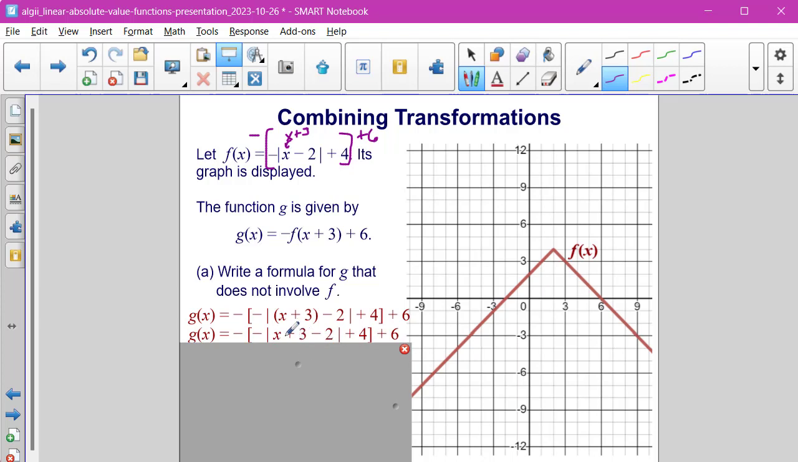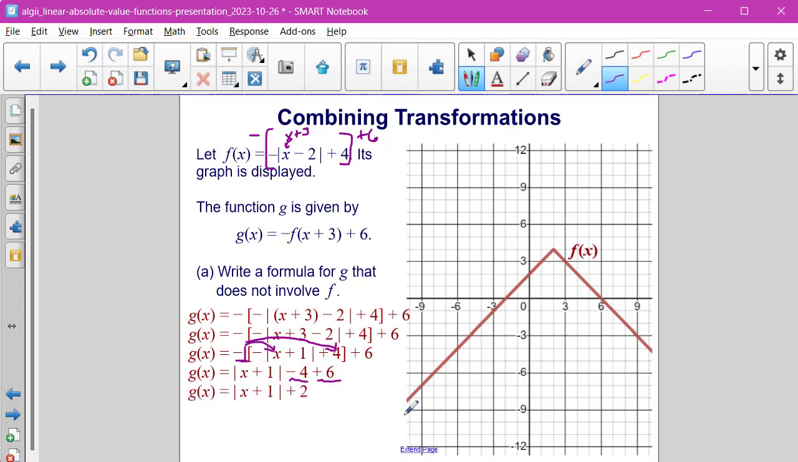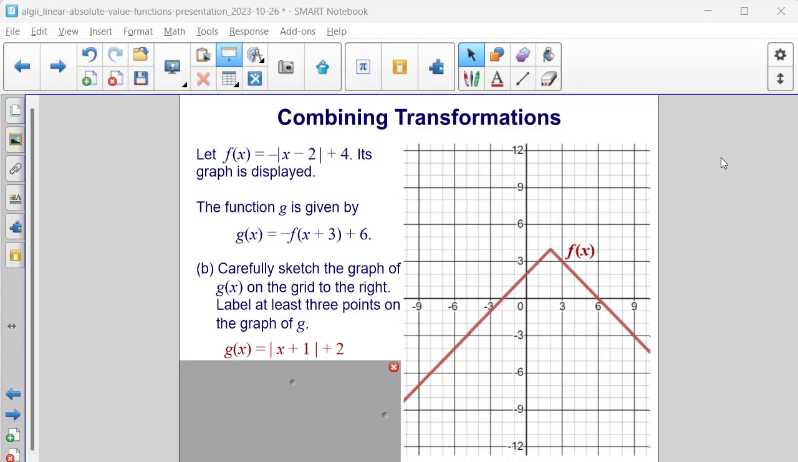And now we're actually going to do that. We have x plus 3 minus 2. That'll simplify to x plus 1. And the next thing we're going to do is take this negative 1 that's out in front here, and distribute it to 2 terms. There's only 2. It's this negative absolute value and then this plus 4. So it's going to then become positive absolute value of x plus 1 minus 4 and then plus 6, and now we can combine the negative 4 and positive 6 together and get plus 2. And that's our final function for g of x.